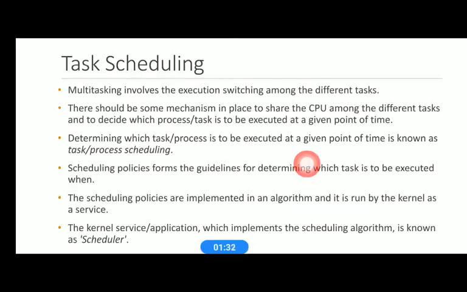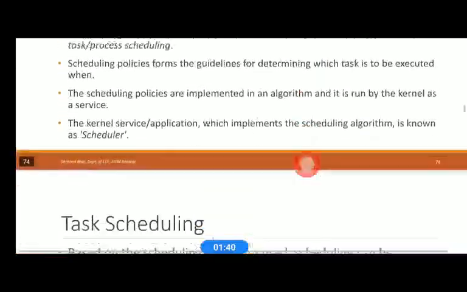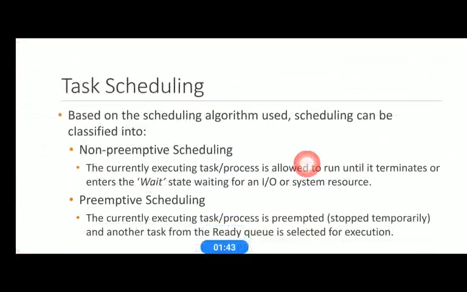The scheduler is actually an algorithm where all the policies of scheduling are implemented, right? Task scheduling is classified into two categories. One is non-preemptive scheduling, another is preemptive scheduling. In non-preemptive scheduling, the currently executing task or process is allowed to run until it terminates, or it may enter the wait state for waiting on IO devices or system resources.